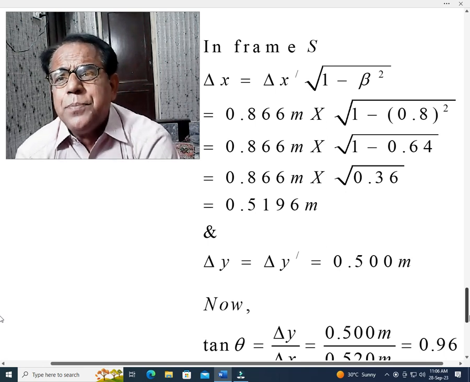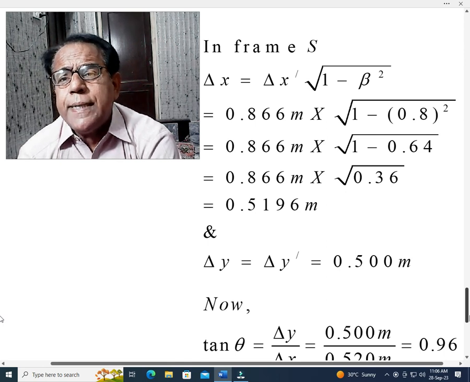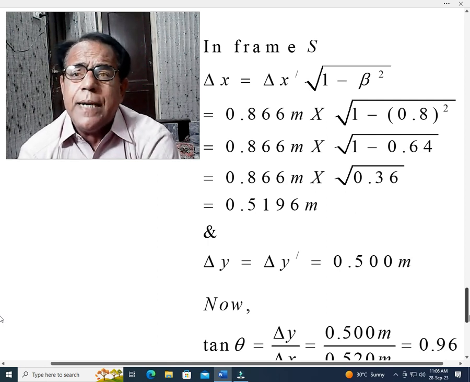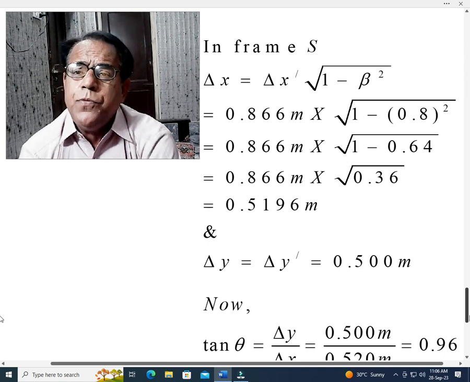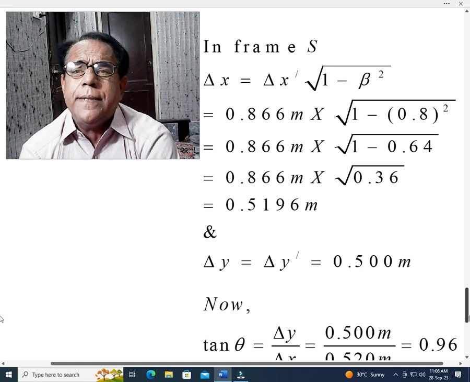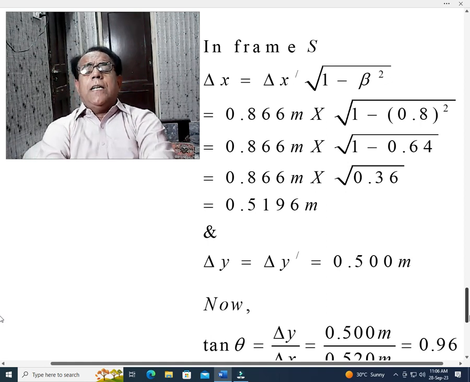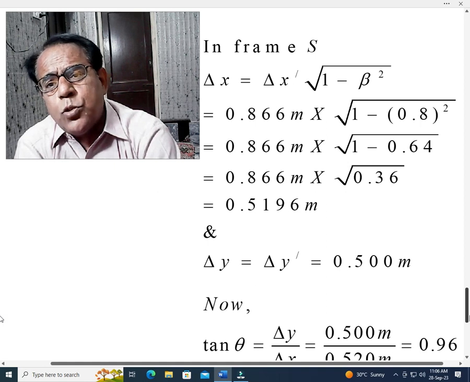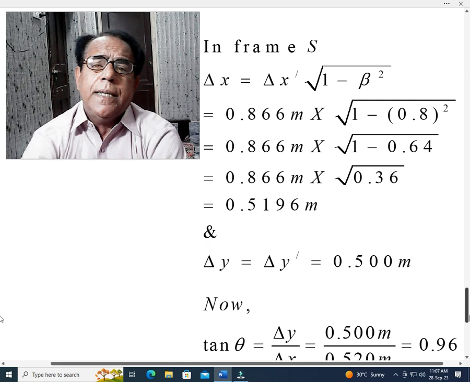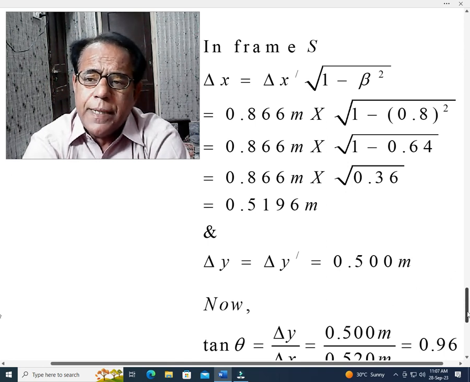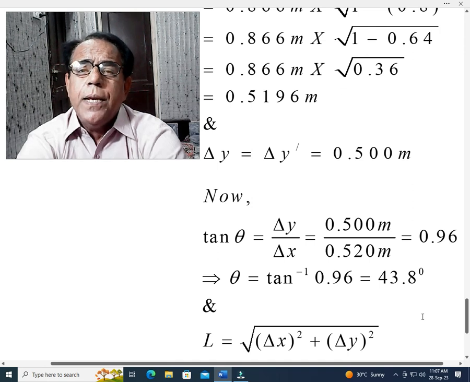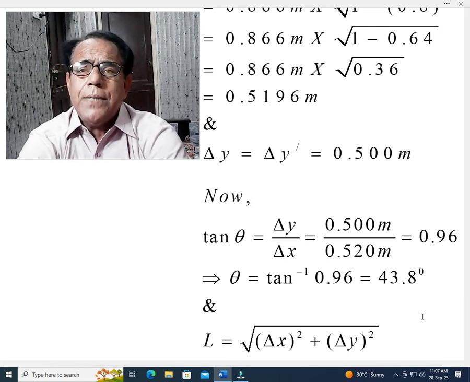Next simplification. Square of 0.8 is 0.64. When we subtract 0.64 from 1, we get 0.36, and then when we take under root of 0.36 and multiply it with delta x dash, that is 0.866 meter, then delta x finally becomes equal to 0.5196 meter, and delta y equal to delta y dash is equal to 0.500 meter. I had explained in the beginning of this problem that in the whole statement only x axis, x dash axis are under consideration. So delta y dash will be equal to delta y.